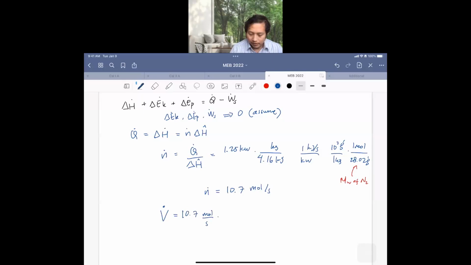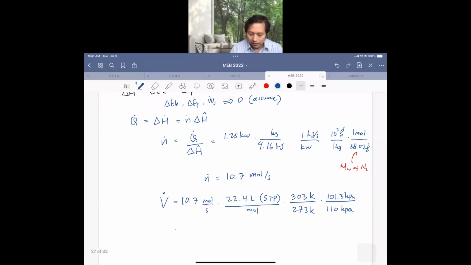We are going to change to liters, with 22.4 liters per mole, and we just assume that this is at standard temperature and pressure. And of course, we have the temperature and a slight change in the kilopascal. So we would have around 25.5 liters per second. So this is the volumetric flow rate.